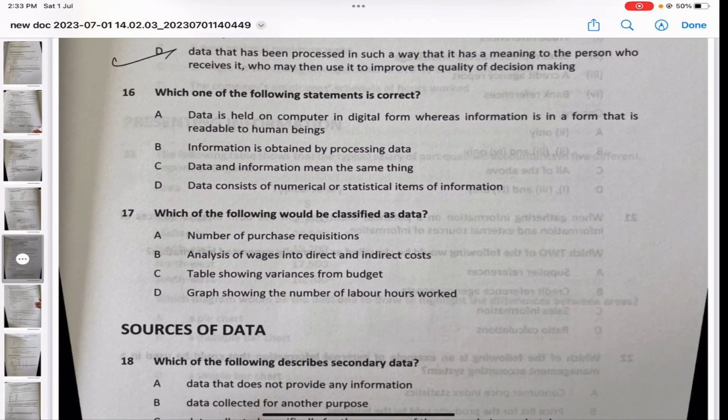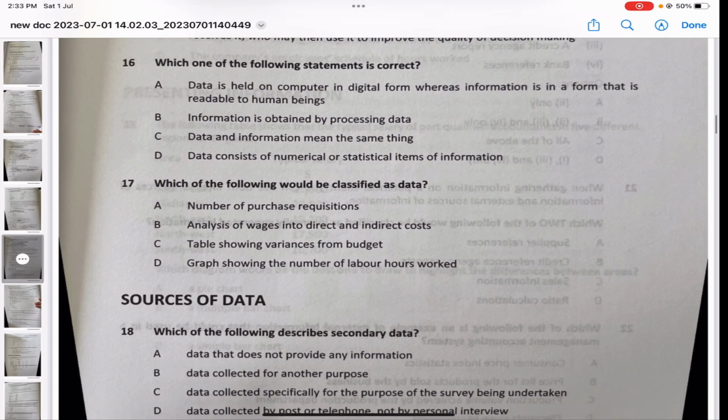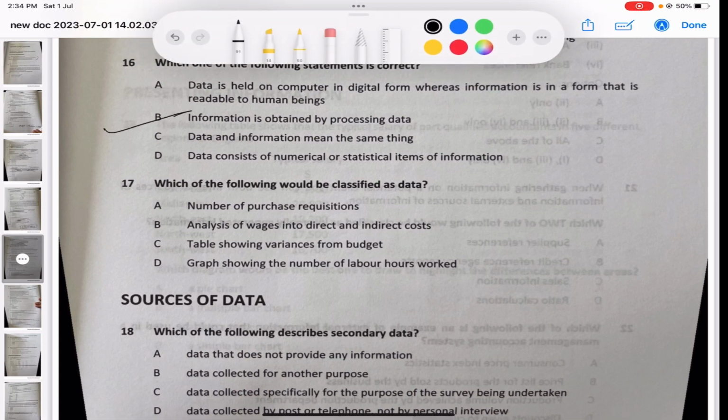Which of the following statements is correct? Data is held on computer in digital format, whereas information is in a form that is readable. That's not true. Information is obtained by processing data. That is true. Data and information mean the same thing. Incorrect. Data consists of numerical or statistical. That is not necessary. So my answer is B only.